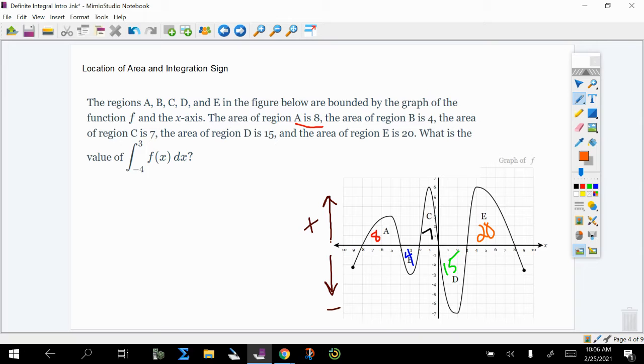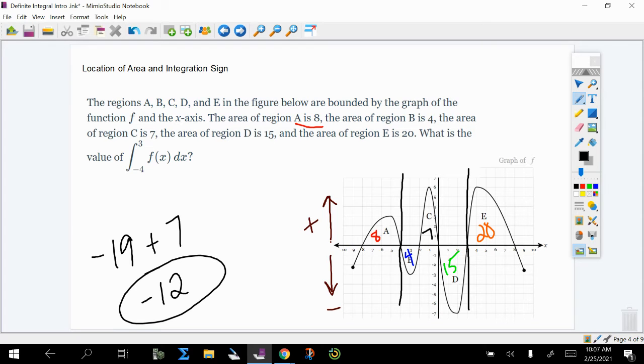And it wants to know what is the value of the definite integral that goes from -4 to +3. So -4 to +3 is only going to be between here and here. So we're actually not going to use the A and E regions at all. It was excess information that's not going to help us here. So we're going to see how much area is below the x-axis in that interval. So we have a 4 and a 15, so that's a -19. And then we're going to look at how much area is above the x-axis, which we just have region C, which is 7. So we get an answer of -12. And that's what they're looking for you to type in.